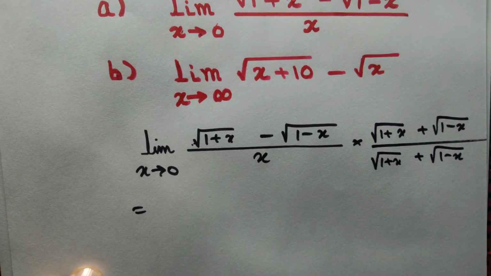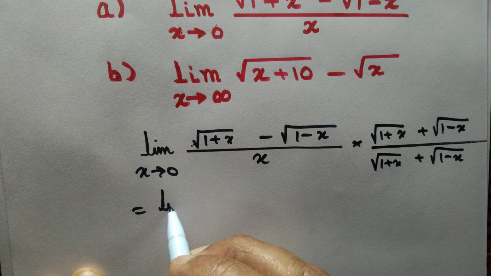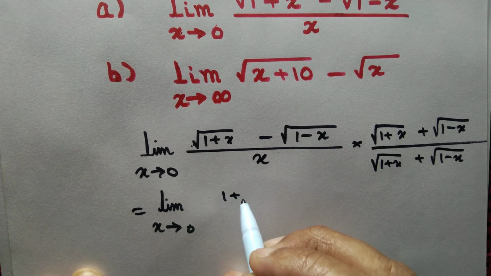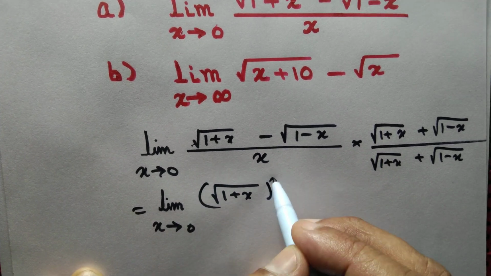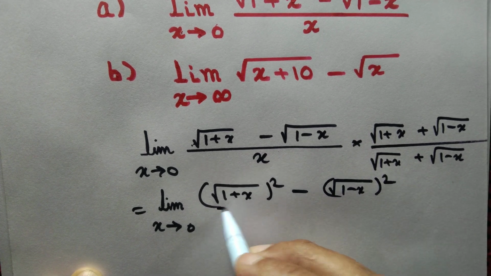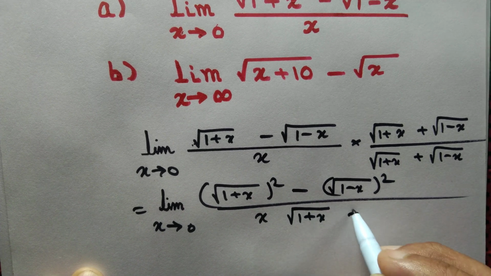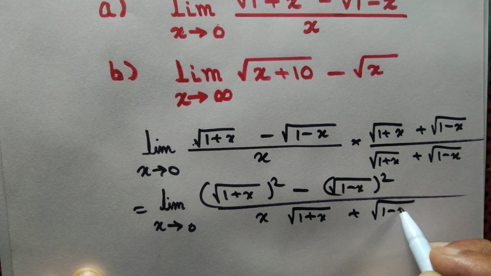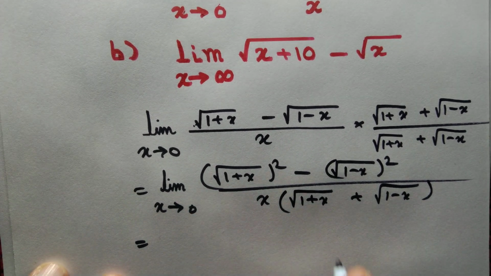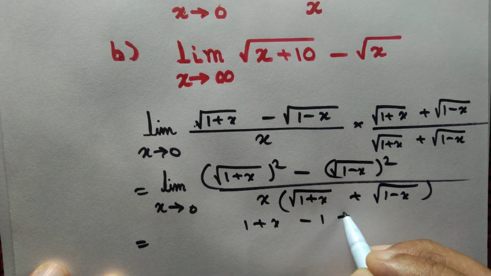Well, we get an expression of the type a minus b whole thing into a plus b, and that's equal to a square minus b square. So that's equal to root over 1 plus x whole thing square minus root over 1 minus x whole thing square. Denominator we copy as it is, root over 1 plus x plus root over 1 minus x. Now square and square root will get cancelled. So you have 1 plus x minus 1 plus x.